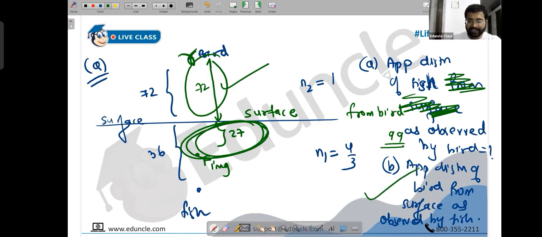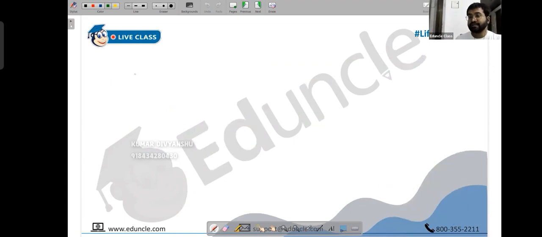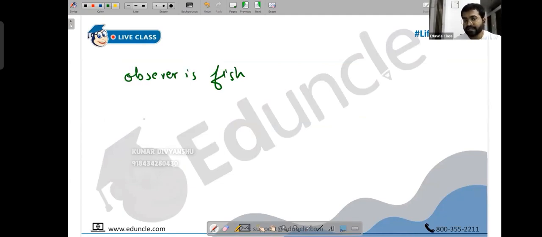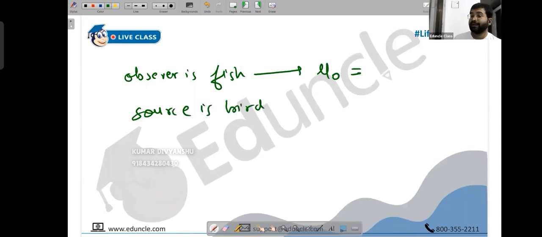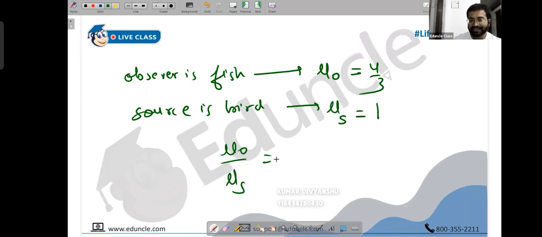Next, let's take the second case. Apparent distance of bird from surface as observed by fish. So now who is the observer? Observed by fish. Observer is fish, people. Who is the source? Whom are you observing? Bird. Source is bird, people. So where is the fish? In air or water? Water. So 4/3. Where is the source? Where is the bird? Air or water? Air. So source is 1, people. Now source is 1. So mu O upon mu S, it is apparent upon real.